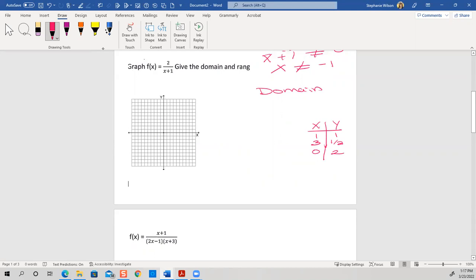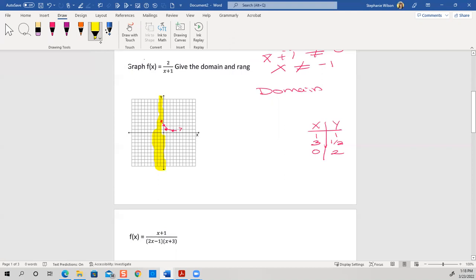So I got 1, 1. I got 3, 1/2 right here. And then I got 0, 2. So I know that I got something like this, which makes sense because it's not going to cross this line right here. It's not going to cross when x is -1. It'll get close to it, but it won't cross it. All right, my drawing's a little off there.